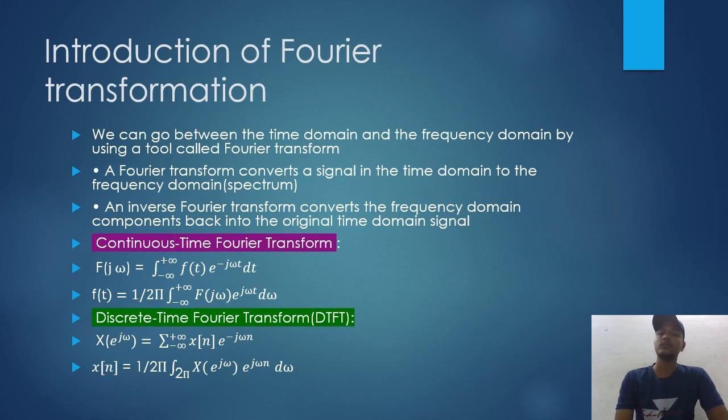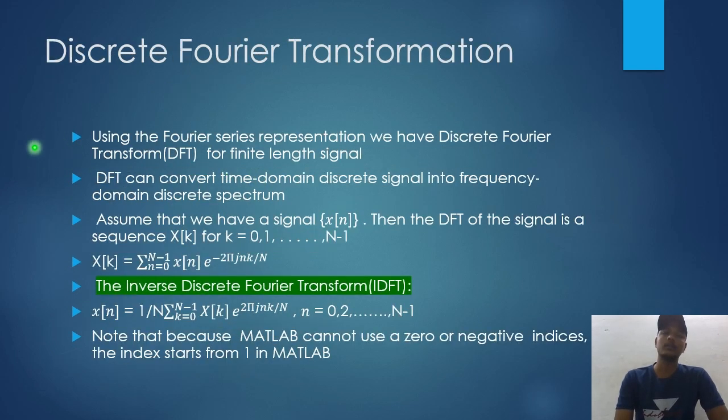Discrete Fourier transformation. Using the Fourier series representation, we have the discrete Fourier transformation, DFT, for finite length signals. DFT can convert a time domain discrete signal into a frequency domain discrete spectrum. Assume that we have a signal x[n], then the DFT of the signal is a sequence X[k] for k going from 0 to N minus 1. X[k] equals the summation, n goes from 0 to N minus 1, of x[n] exponential minus 2 pi i nk by N.